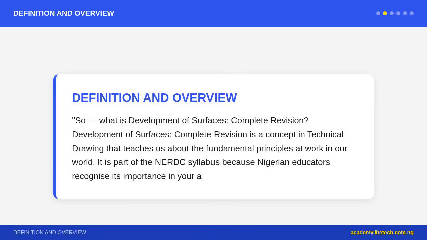So, what is development of surfaces, complete revision? From the market of Onitsha, to the oil fields of Rivers State, to the groundnut pyramids once found in Kano, development of surfaces, complete revision connects your classroom to the real Nigeria you live in.